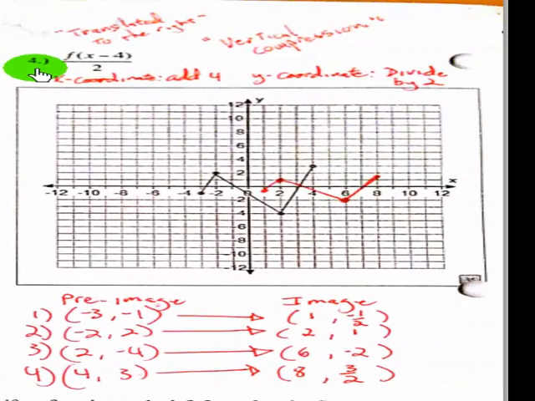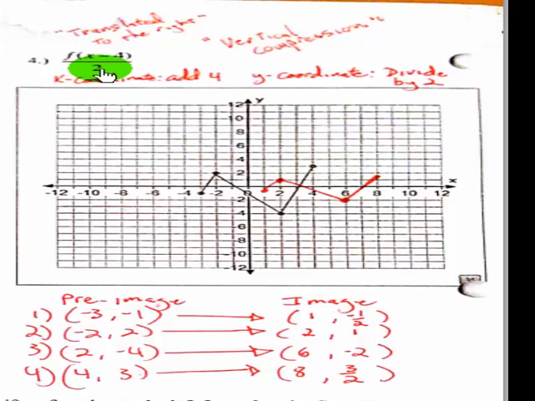For number 4, it looks really complicated, but it's really not. All you're doing is translating to the right 4 units, and then you have a vertical compression, which is the opposite of a vertical stretch, because you're going to make the y-coordinates smaller, because you're going to divide them by 2, which in essence is multiplying them by 1/2.